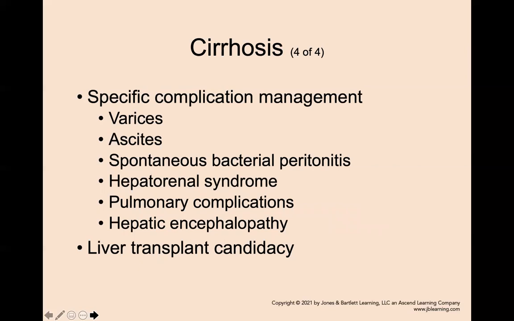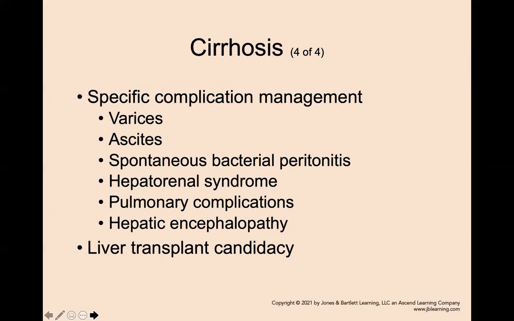But some of the complications include varices, which are thickened blood vessels in the esophagus that can present a problem. Ascites, which is excessive fluid around the abdomen. Spontaneous bacterial peritonitis. So that's something you want to think of if someone comes to the office with a history of cirrhosis and severe abdominal pain.